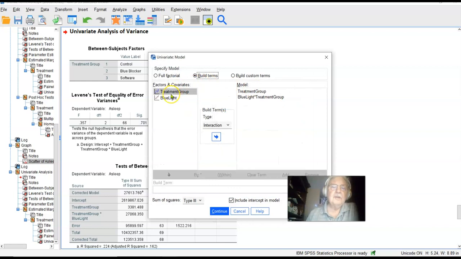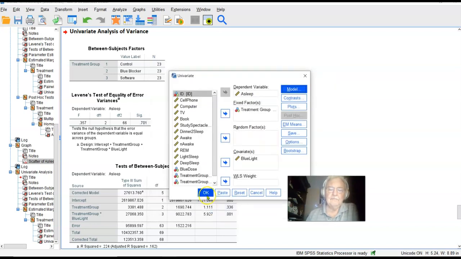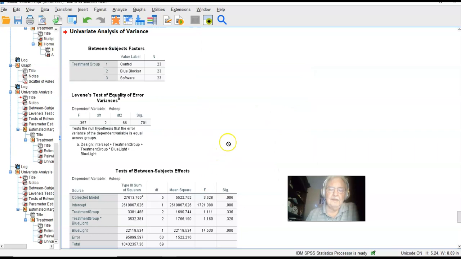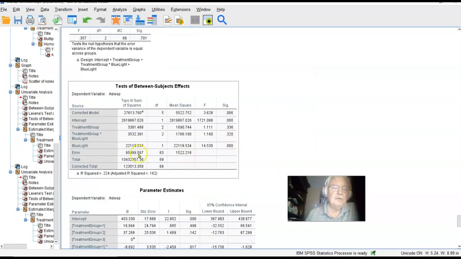In our model, we also have blue light as a term. So we have two main effects, and we have the interaction term. When we look at that, we see that blue light is significant. The treatment by blue light is not significant, but that's because there's really not much difference between those lights.